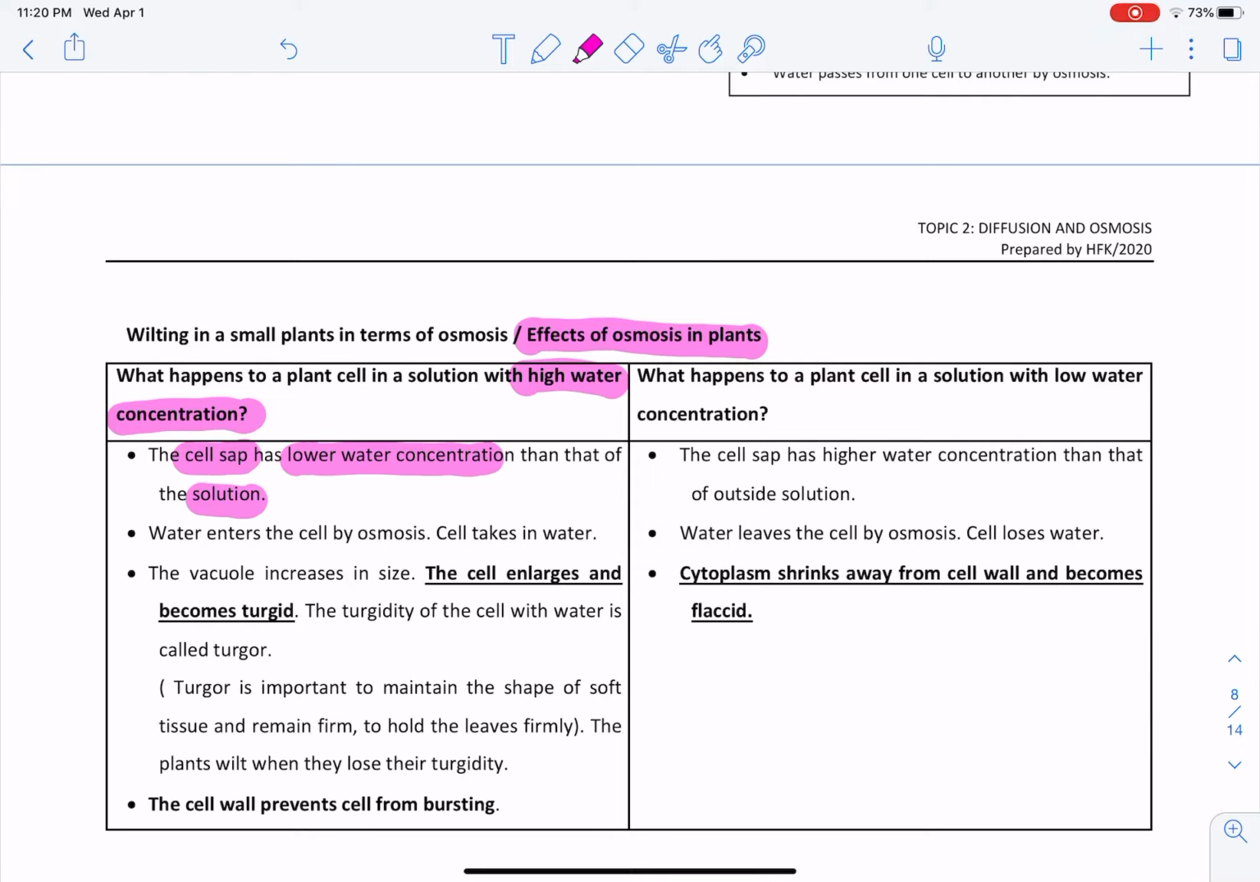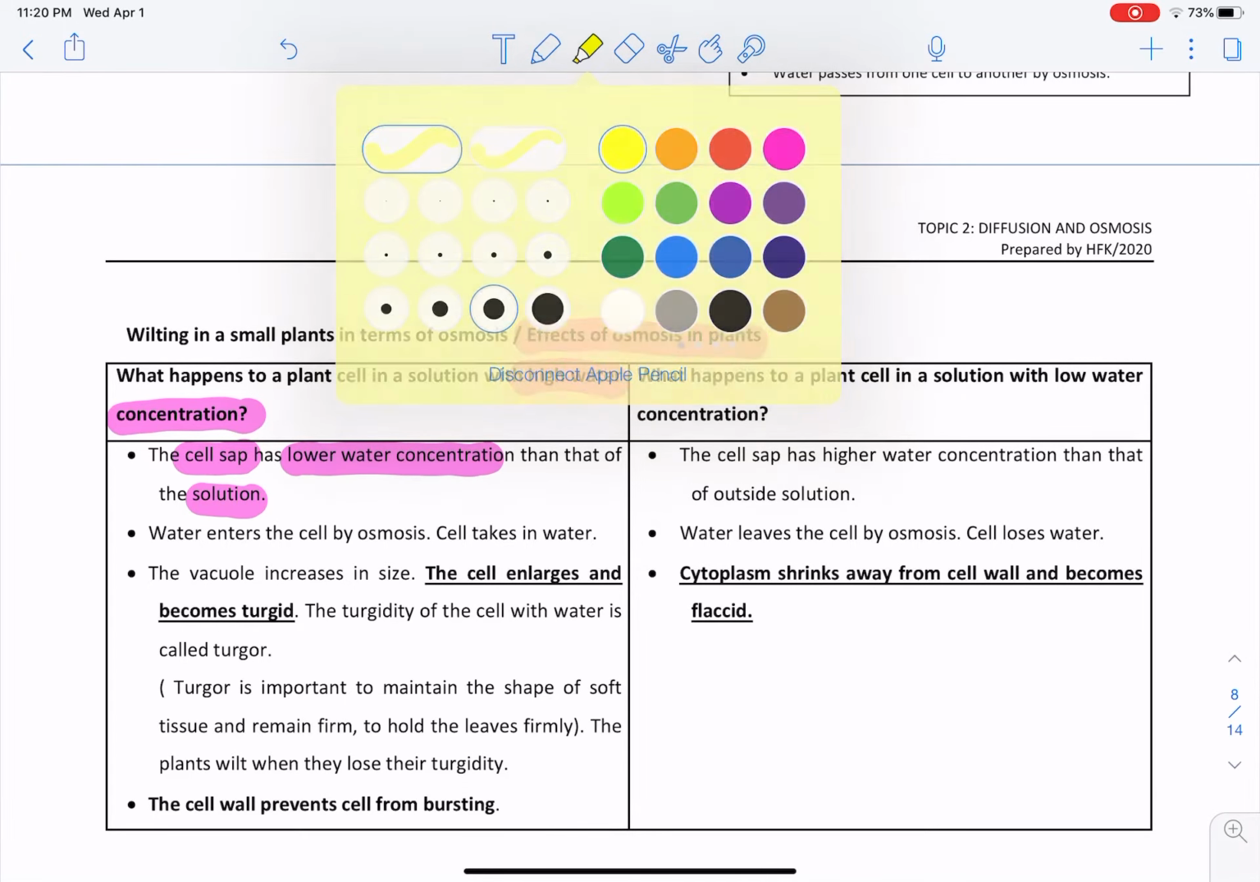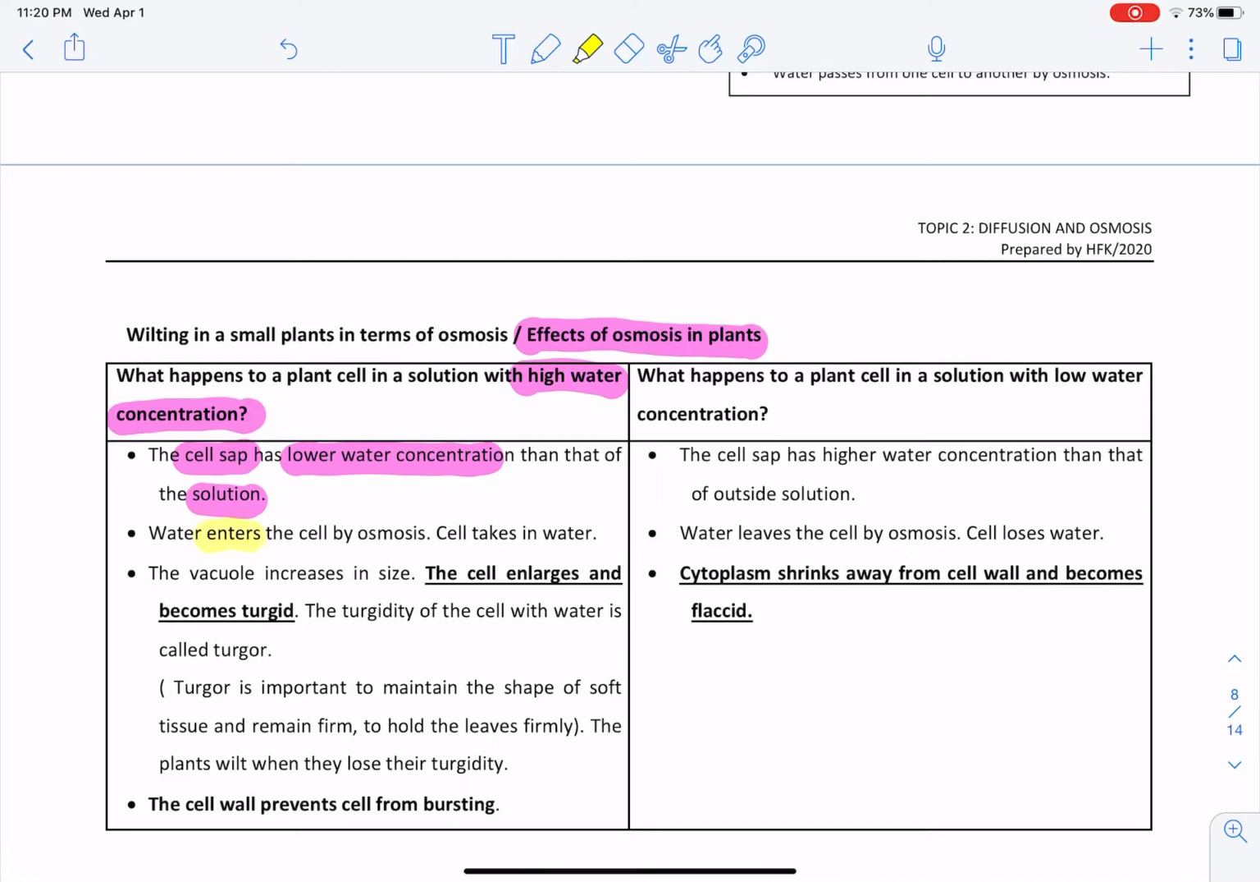So water enters the cell sap by the process of osmosis. Artinya the cell takes in water. Okay, like the teacher told you earlier, in the topic of osmosis, you will be asked about conditions of osmosis. You will be asked the direction of water flow.